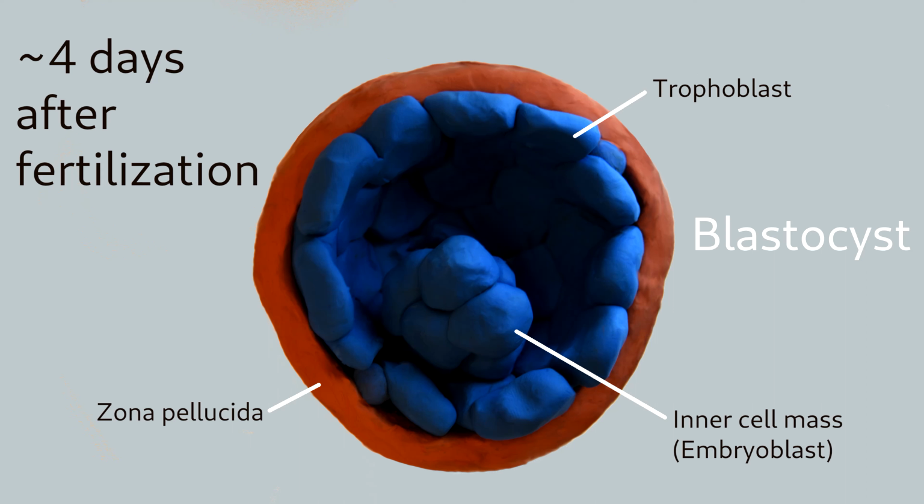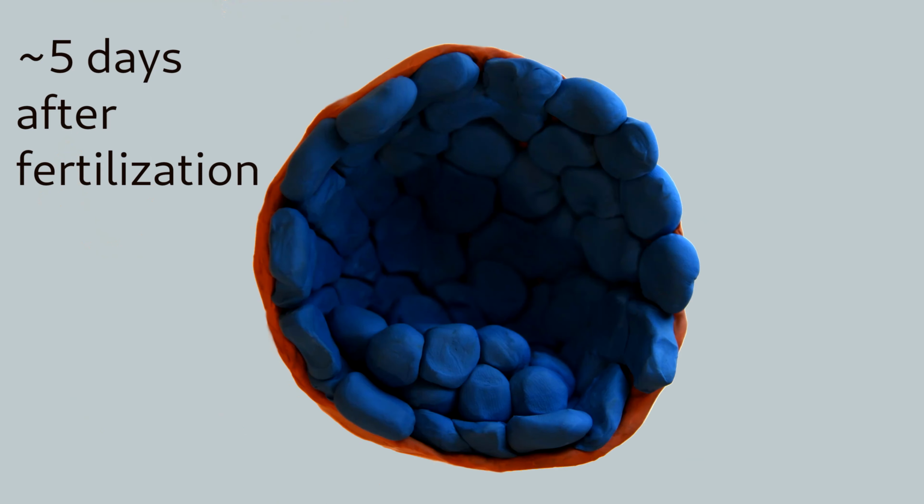The inner cell mass expresses molecules such as OCT4, nanog, and SOX2, which are associated with developmental flexibility. The trophoblast does not express such molecules. The embryoblast end of the blastocyst is called the embryonic pole, and the opposite end is called the abembryonic pole. At around 5 days after fertilization, the inner cell mass settles on one side of the blastocyst.